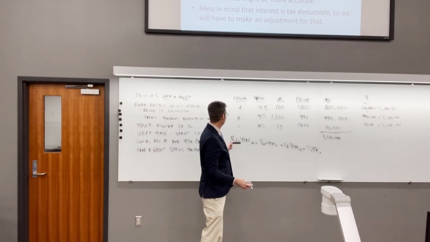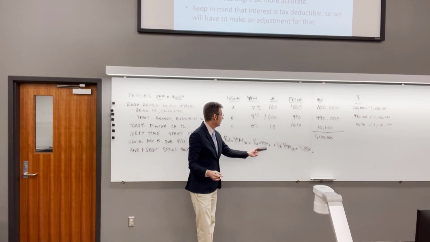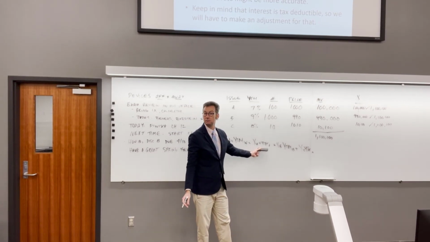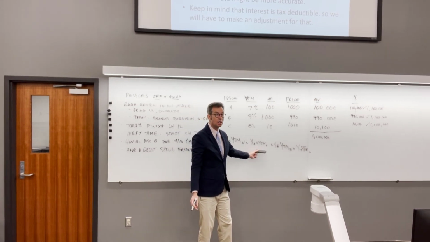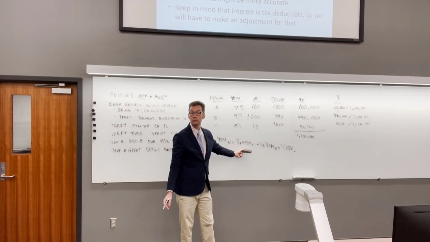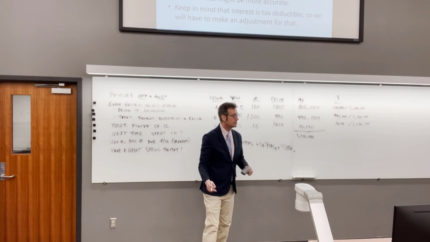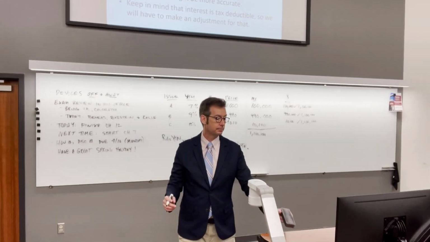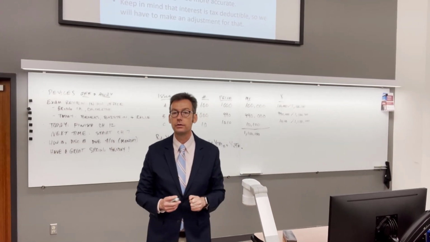So this looks a whole lot like what we did with beta. It looks a whole lot like what we did for expected returns in a stock portfolio, and it's because it's a weighted average. It's exactly the same idea. Questions?